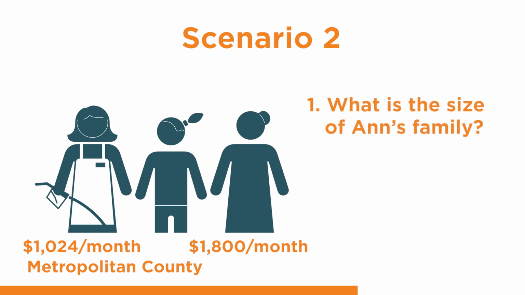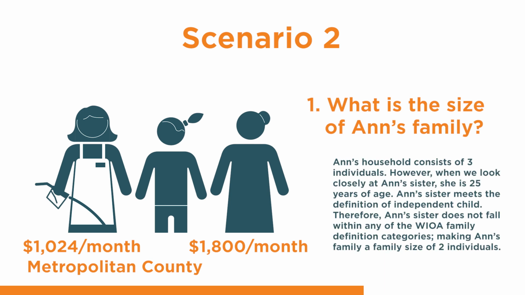1. What is the size of Anne's family? Family size of 2. Anne's household consists of 3 individuals. However, when we look closely at Anne's sister, she is 25 years of age. Anne's sister meets the definition of independent child. Therefore, Anne's sister does not fall within any of the WIOA family definition categories, making Anne's family a family size of 2 individuals.